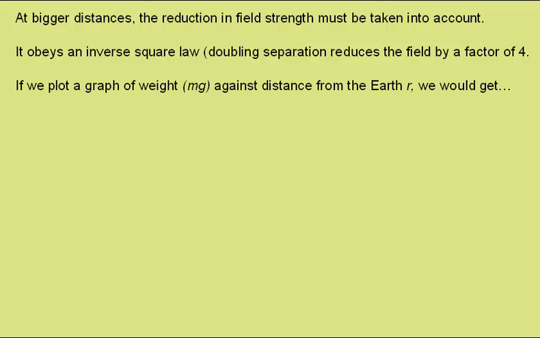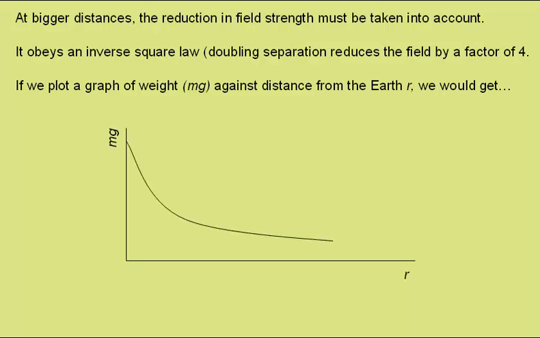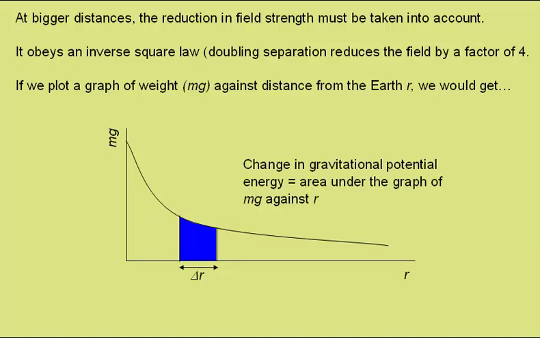If we plot a graph now of weight against distance from the Earth, which this time I'll call r rather than height h, we would get something like this. If we again raise a body from this separation to this separation, a distance delta r, the change in gravitational potential energy is again the area under the graph of mg against r.